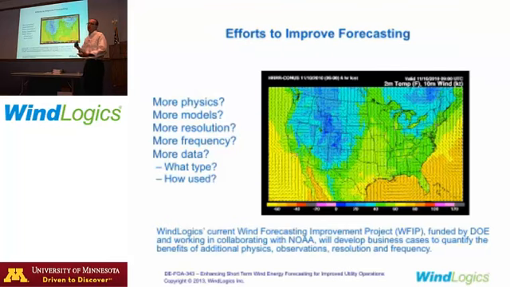But do you do it with better physics, with more data, higher resolution, running them more frequently? Should we deploy an entire sensor network of those expensive LiDAR devices all across the country? All those things are being discussed in terms of the cost benefit. But it's not cheap, and there's no silver bullet that's going to cut forecasting error in half overnight by any means, but it will be ongoing work.